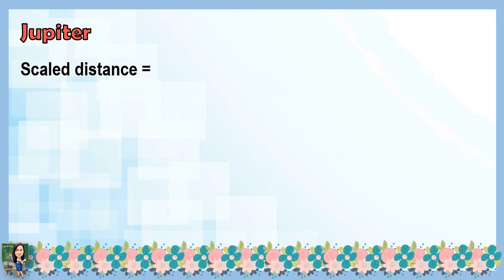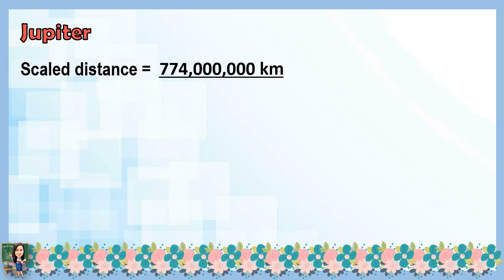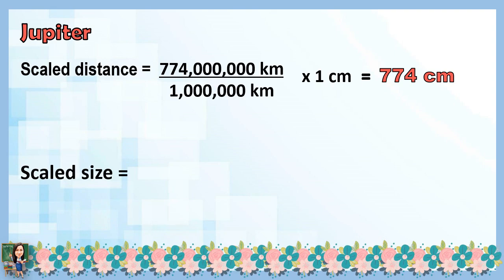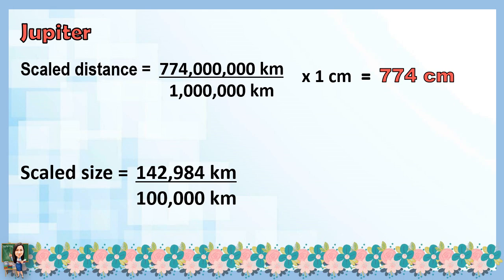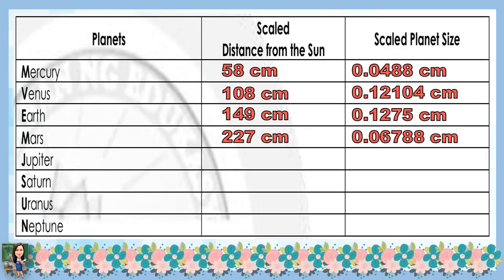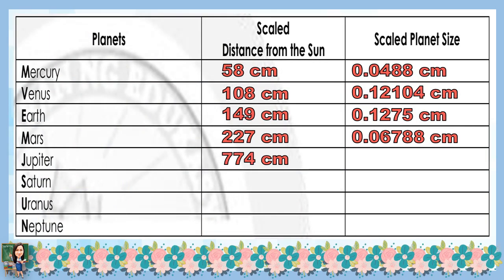Jupiter. Scale distance equals 774 million divided by 1 million times 1 centimeter equals 774 centimeters. Scaled size equals 142,984 divided by 100,000 times 1 centimeter equals 1.42984 centimeters. And this is the scale distance from the Sun of Jupiter and the scaled planet size.